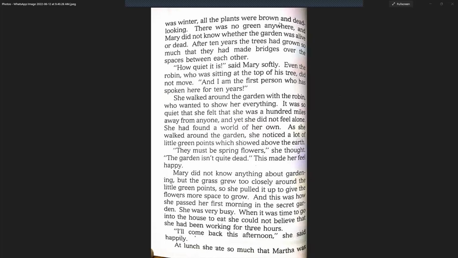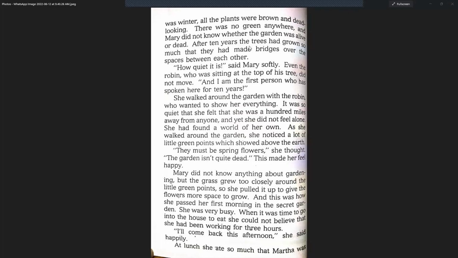Actually, the garden is like a fairy garden, right? I think in your cartoons, in your movies, in your dreams, you may have been to a fairy garden. So let's see how it was. All the plants were brown and dead looking. There was no green anywhere, and Mary did not know whether the garden was alive or dead.